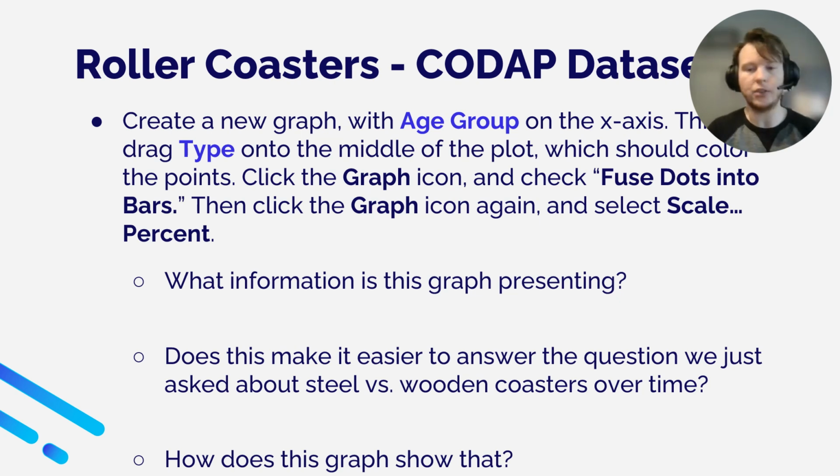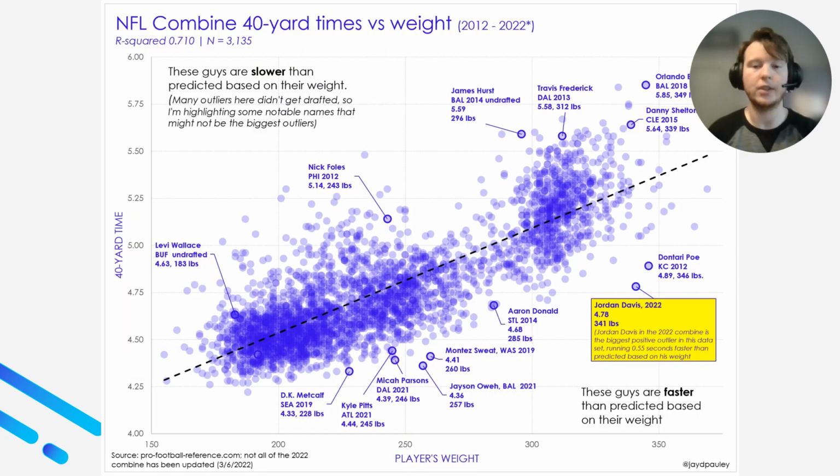Generally, students find it easier to answer the question about steel versus wooden coasters over time with this graph rather than the previous, because this graph clearly shows sort of the percentage of steel coasters in each age group and how different those are. The next few slides have a few examples of scatter plots that you can review with students. In each case, it's good to ask about the direction, the form, the strength of the relationship, and whether students notice any potential outliers. You could do a couple of these, you could do all of these, kind of depends on how much time you have, what you think is appropriate for your class, and what you want to do.